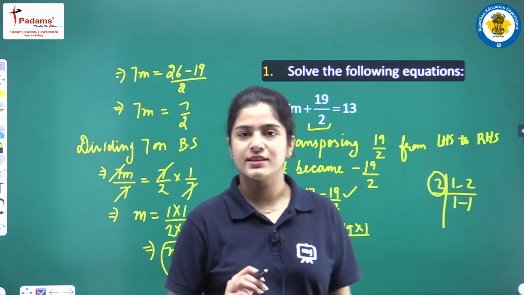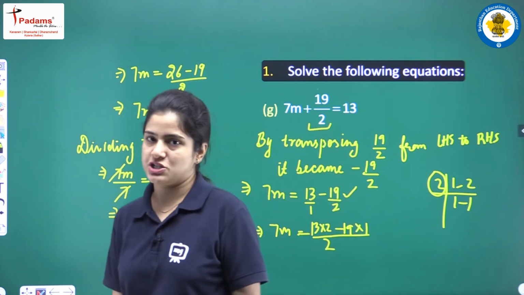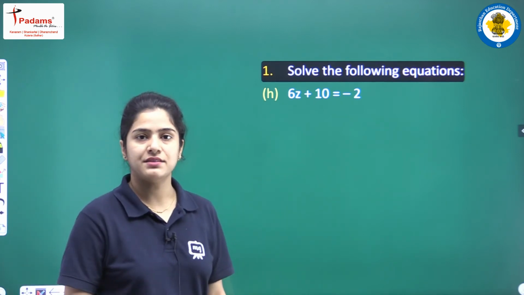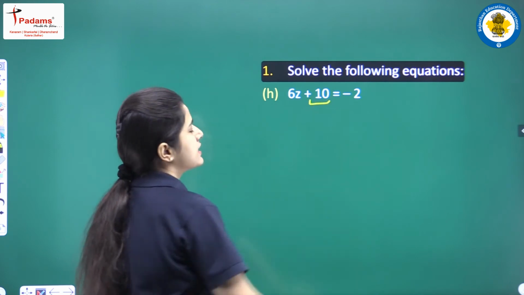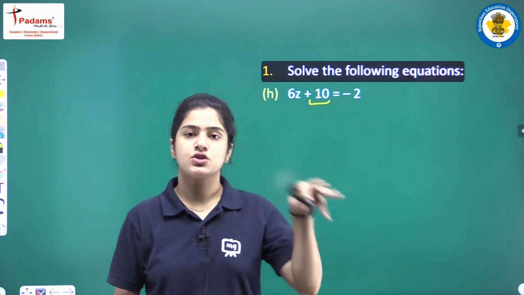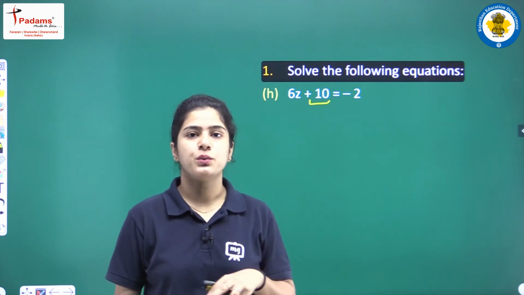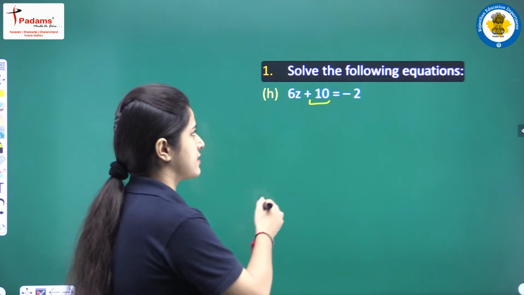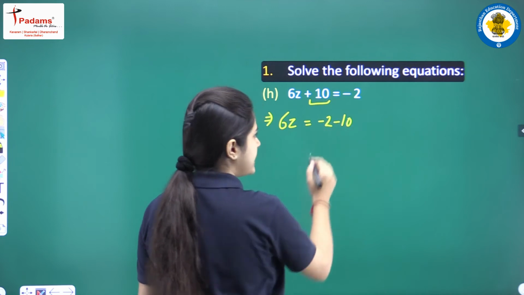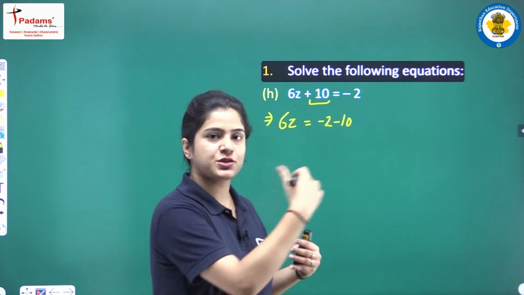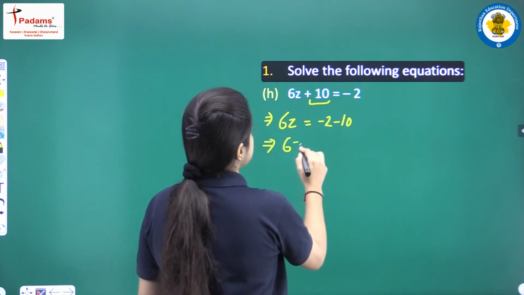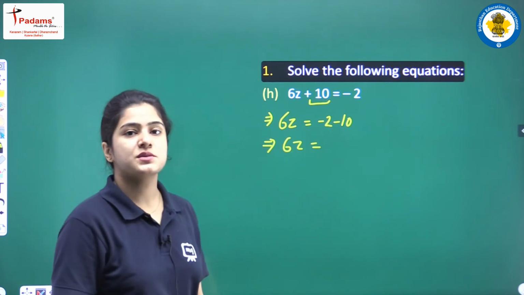Okay students. Now looking at another question, that is question number H. 6z plus 10 is equals to minus 2. Have a look here students. This 10 is in the left hand side. So if you have to transpose this 10 from left hand side to the right hand side, what you need to do? You will subtract it. It will become minus 10. So 6z is equals to minus 2 minus 10. Why minus 10? Because when it is transposed from left hand side to the right hand side, it will become minus 10. So students, 6z is equals to minus 2 minus 10 is equals to minus 12.